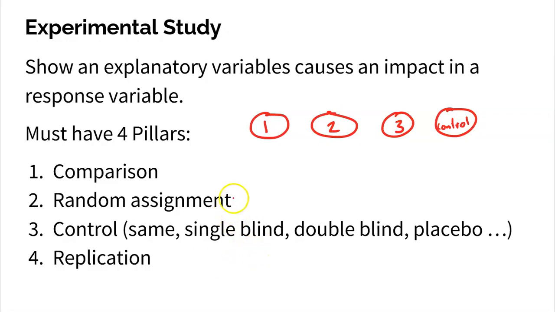All right, the next major thing is random assignment. So if you have your subjects, those are the people or objects involved in your experiment, who goes into treatment 1?